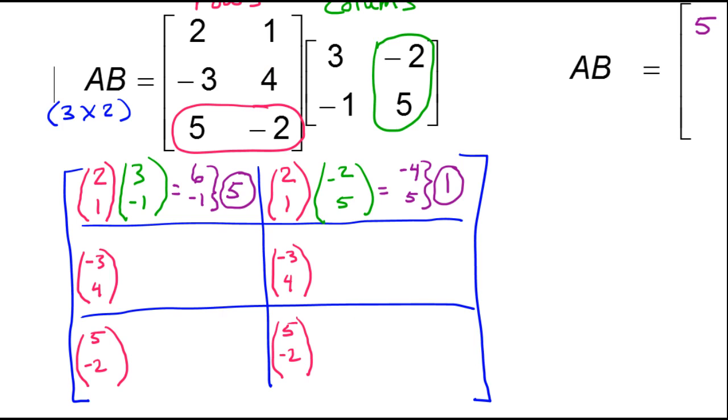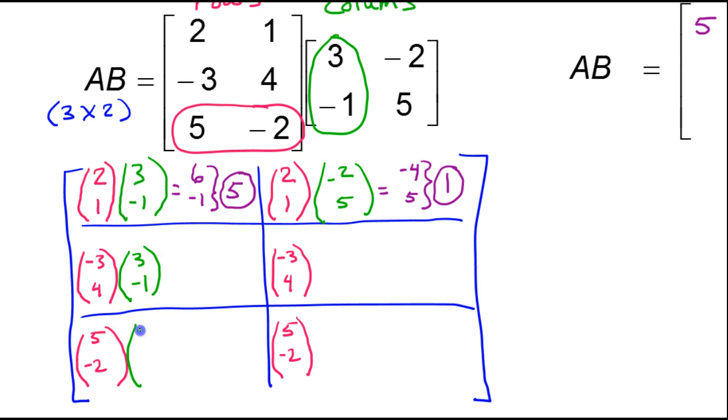Okay, so now let's do the columns. You can do the columns sort of all at once. So in the first column, I'm going to be multiplying by the first column. So the first column is 3, negative 1. So here we are in the first column. So this is going to be 3, negative 1. And 3, negative 1 again. Okay, if I'm in the first column, I'm going to use the first column. Now here I am in the second column, so now I'm going to use the second column.